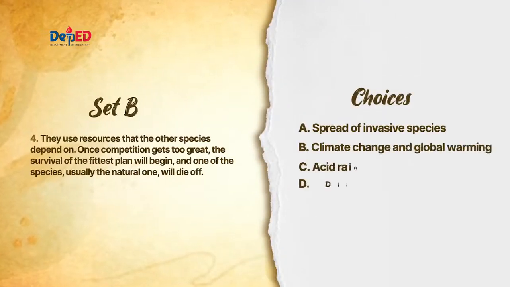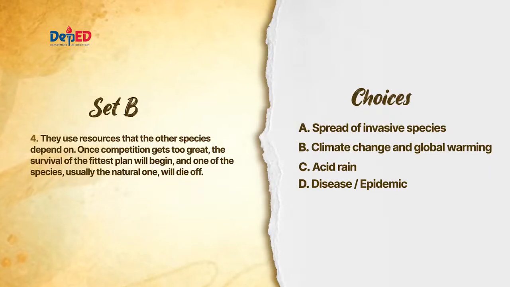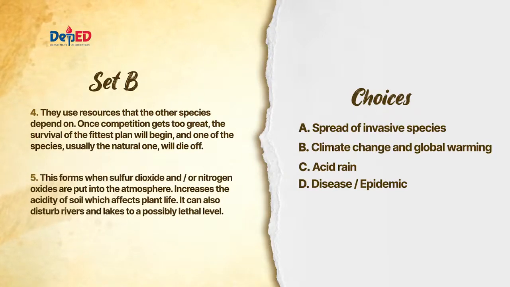Here is set B. Number 4. They use resources that the other species depend on. Once competition gets too great, the survival of the fittest plan will begin, and one of the species, usually the natural one, will die off. Number 5. This forms when sulfur dioxide and or nitrogen oxides are put into the atmosphere. It increases the acidity of the soil, which affects plant life. It can also disturb rivers and lakes to a possibly lethal level.